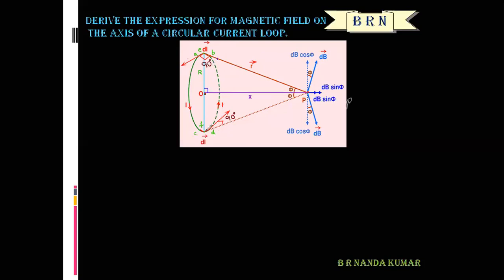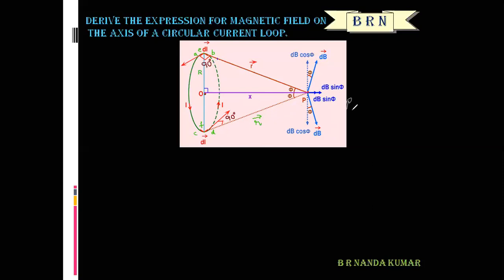Here the dl vector is normally inwards. This is the direction of the r vector, the position vector of the observation point, the distance from the midpoint of the current element to the given point. So again the angle between dl vector and r vector is 90 degrees, and again dB vector is perpendicular to the plane containing dl vector and r vector.